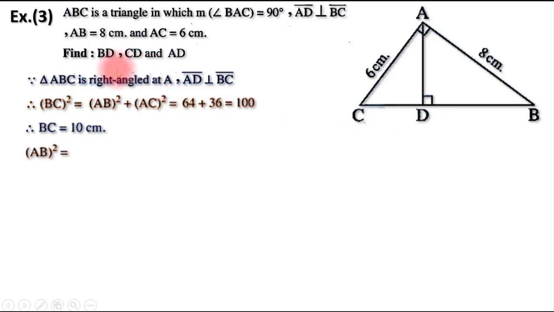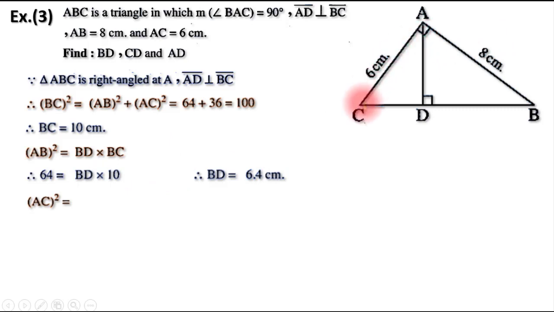Then AB power 2 equals BD times BC. We have AB equals 8, then AB power 2 will equal 64. We don't have the length of BD, multiplying by BC, which equals 10. Then the length of BD will equal 64 over 10, which equals 6.4.